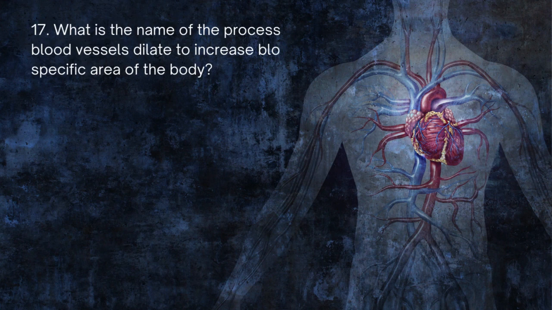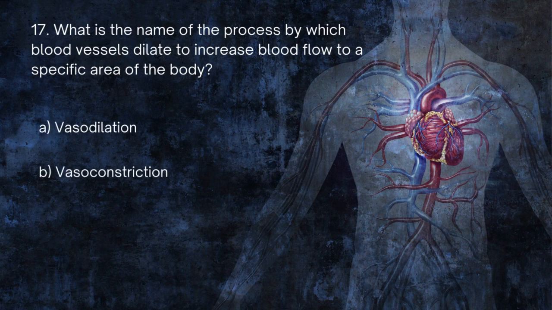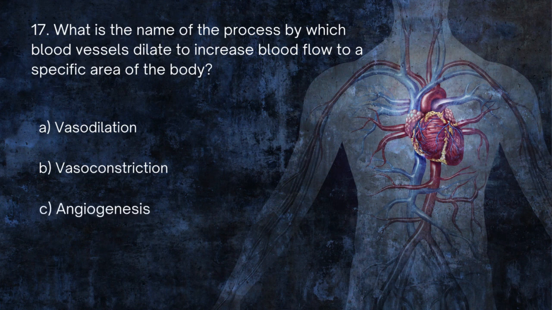17. What is the name of the process by which blood vessels dilate to increase blood flow to a specific area of the body? A. Vasodilation. B. Vasoconstriction. C. Angiogenesis. D. Hemostasis.